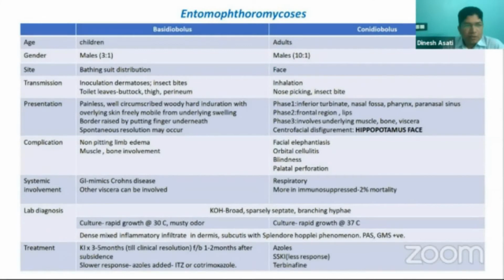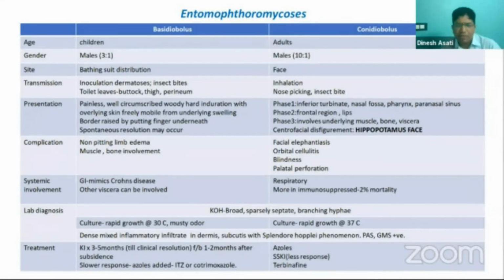Basidiobolomycosis often occurs in children, and the other variety, entomophthoromycosis, is seen in adults. Basidiobolomycosis is typically present on the upper back, the shoulder region and just below the neck, which is a very common region for this variety. While here, what we saw was involvement of the central facial region, which is more typical of the conidiobolus variety.